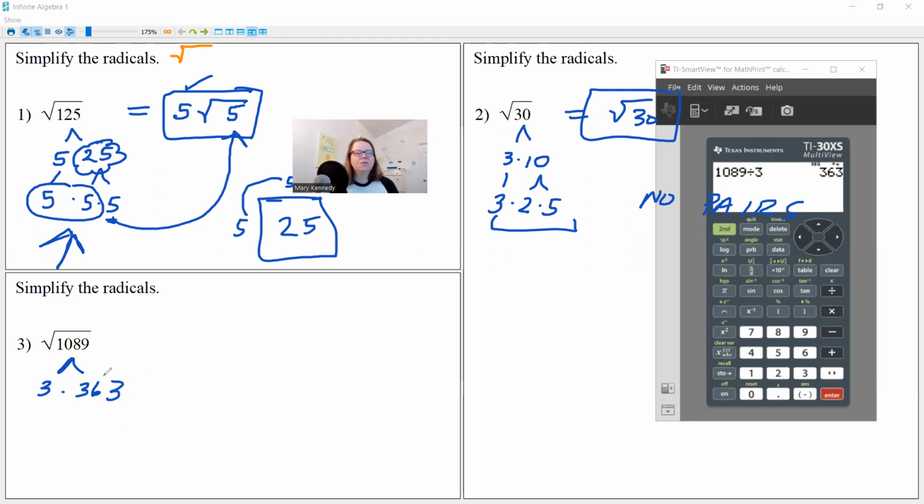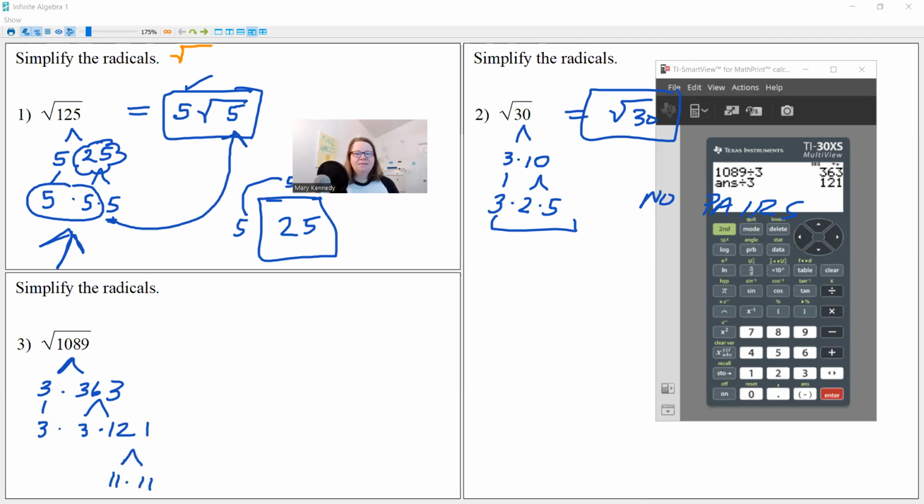Well, 363 is still a really big number. So 3 plus 6 is 9, plus 3 is 12, and 12 divides by 3. So I know I can divide by 3 again. So let's do that. 363 divided by 3 is 121. Okay. 3 just comes down, and this is 3 times 121. Well, 121 doesn't divide by 3 because 1 plus 2 is 3 plus 1 is 4. It does ring a bell, though, that is a perfect square, that is 11 times 11.